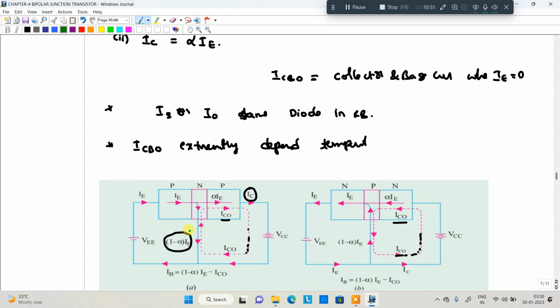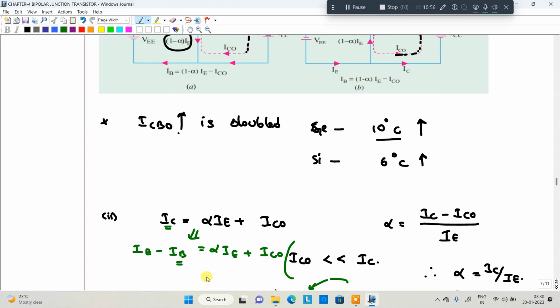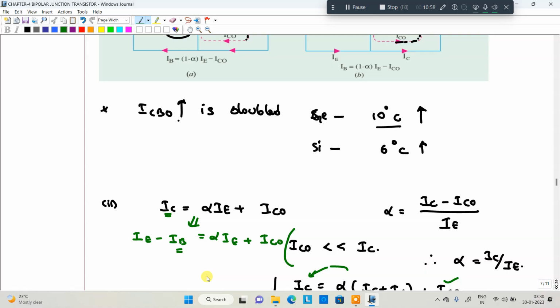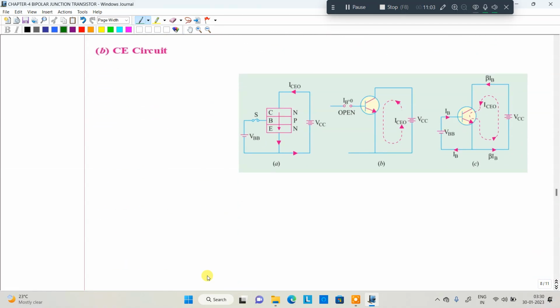What are the important points you need to remember? The leakage current is doubled every 10 degrees temperature rise in case of germanium, and every 6 degrees in case of silicon. Next we are moving to the common emitter circuit. In the common emitter circuit, the emitter terminal is common for both input and output. Here also, for example, this is an NPN transistor, and we consider the minority charge carriers are holes.